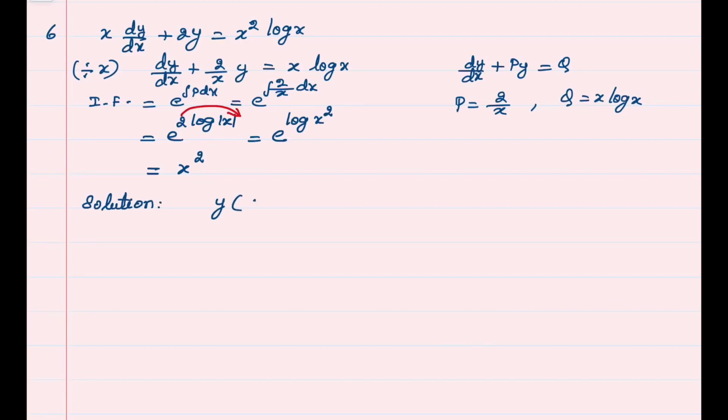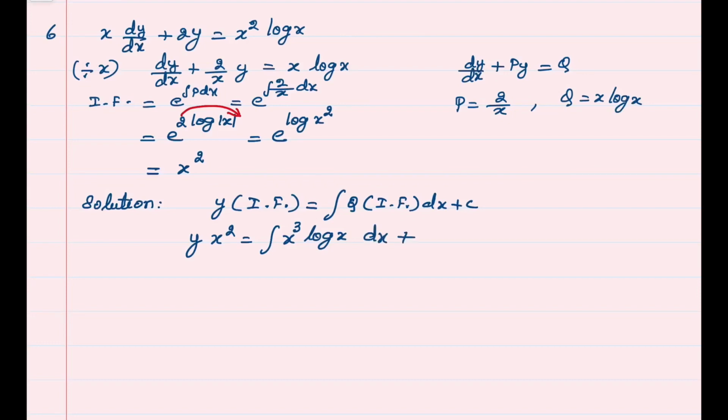Y times integrating factor equals integral q times integrating factor dx plus c. We will substitute for the integrating factor. Y times x square is equal to integral q, which is x log x, times x square. So it becomes x cube. X into x square is x cube, dx plus c. We will use the integration by parts method.